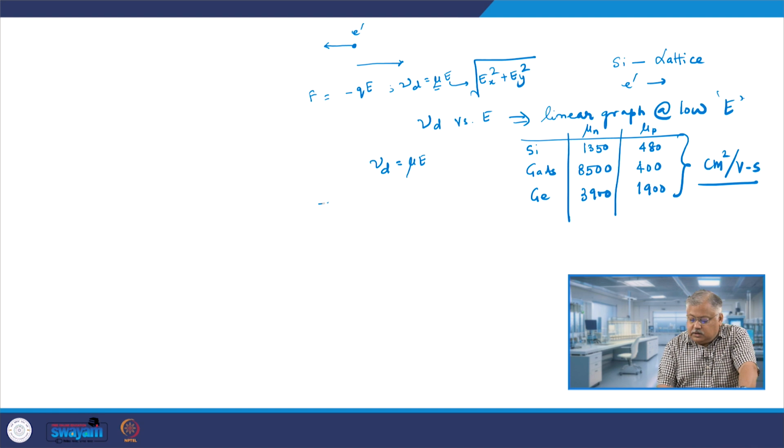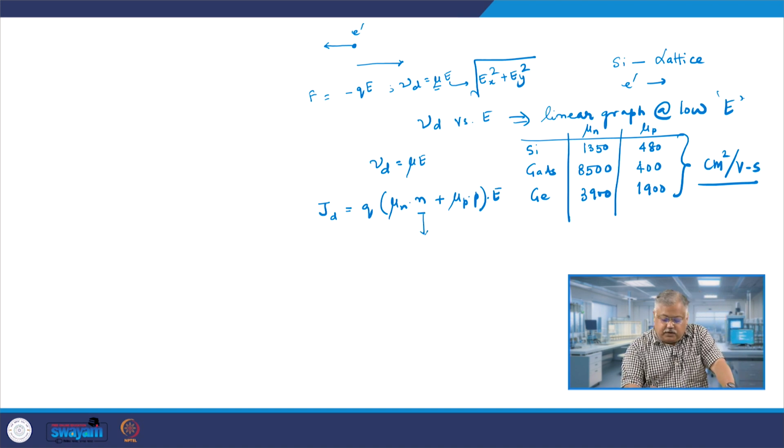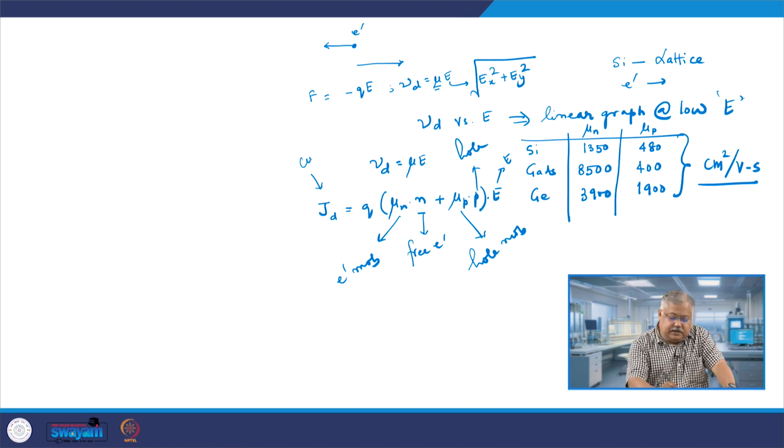Now, the total current density due to drift will be given as q times mu n times n plus mu p times p, multiplied by E, where n is the number of free electrons, p is the number of holes, mu n is the electron mobility, mu p is the hole mobility, E is my electric field, and J D is my drift current density per unit area.